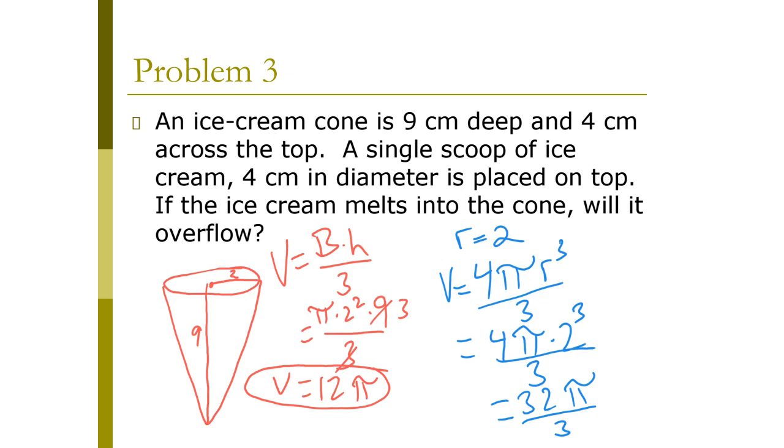I tend to like to do that just because it makes the numbers a little smaller. But we could say this is equivalent to 36 pi over 3, couldn't we? Right? Now, that's a little bit easier to compare. 36 pi over 3, 32 pi over 3. The cone has a larger volume.